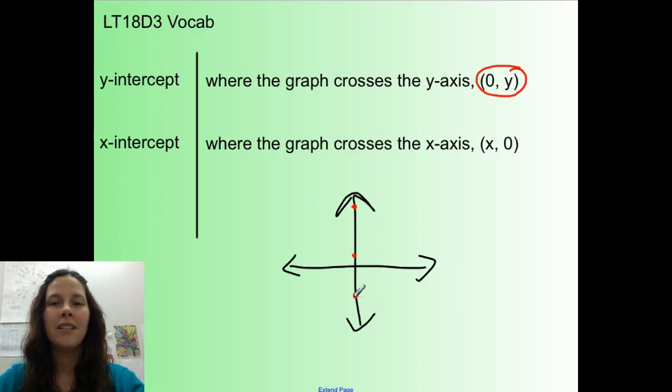Kind of the opposite is if we have an x-intercept, we are on the x-axis, we would have an ordered pair x, 0, because anywhere on the x-axis, your y value is 0. You could have 2, 0, you could have 6, 0, you could have 12, 0, you could have negative 3, 0, you could have negative 9, 0. You have an x value, but you're not going up or down, so your y value is 0. So to solve for an x-intercept, you substitute 0 for y and solve for x.